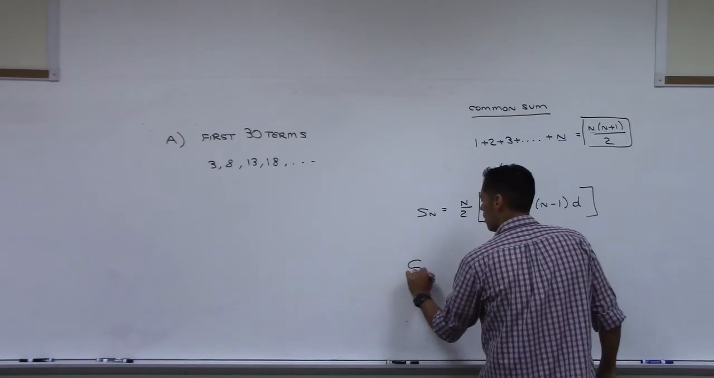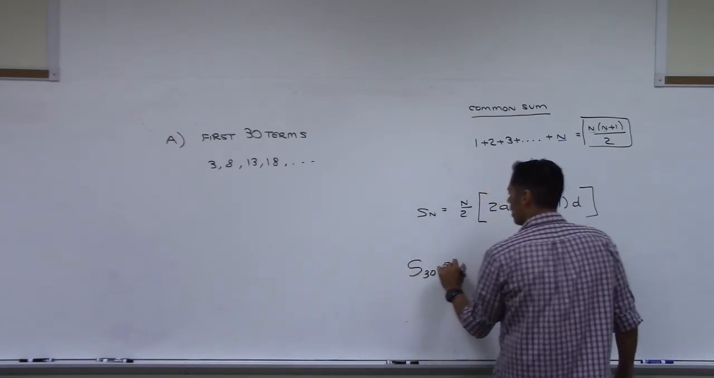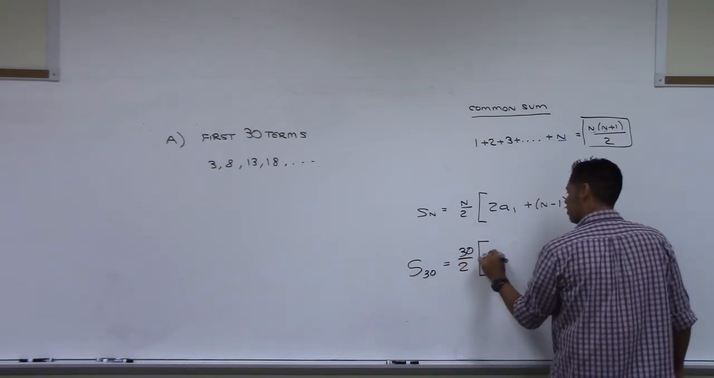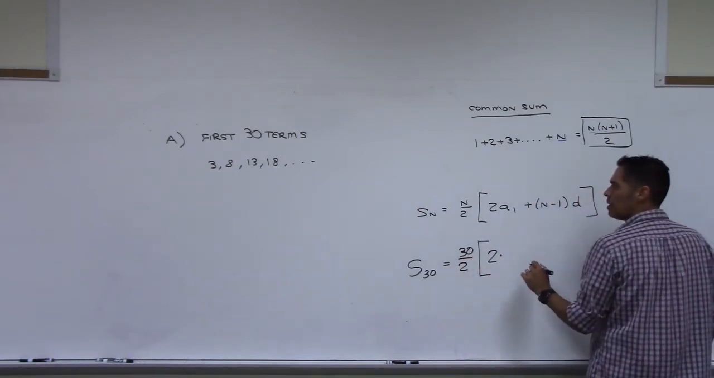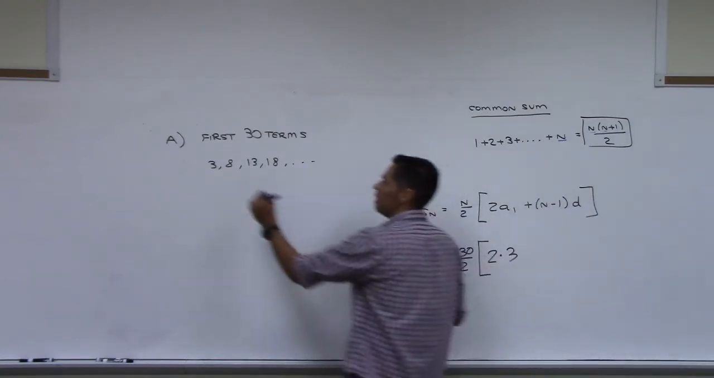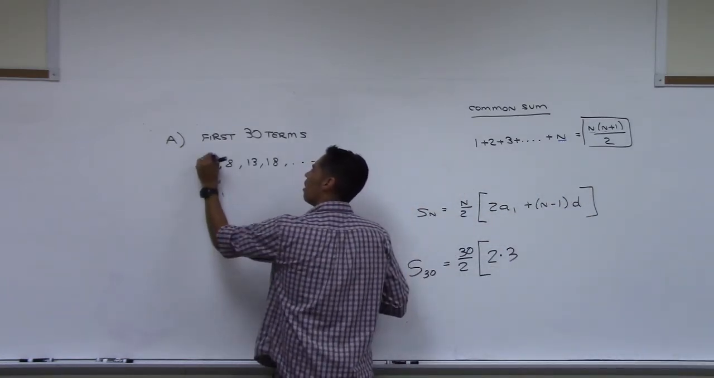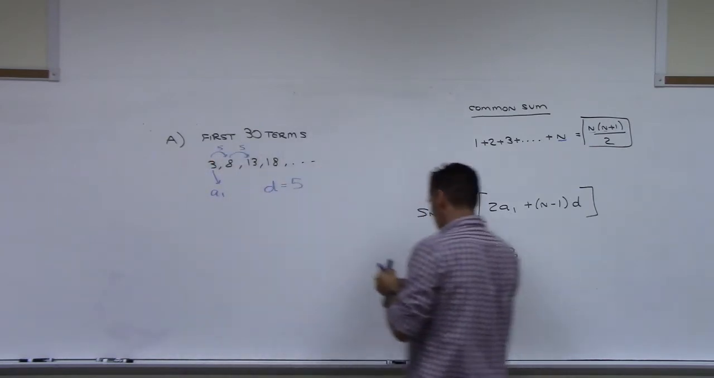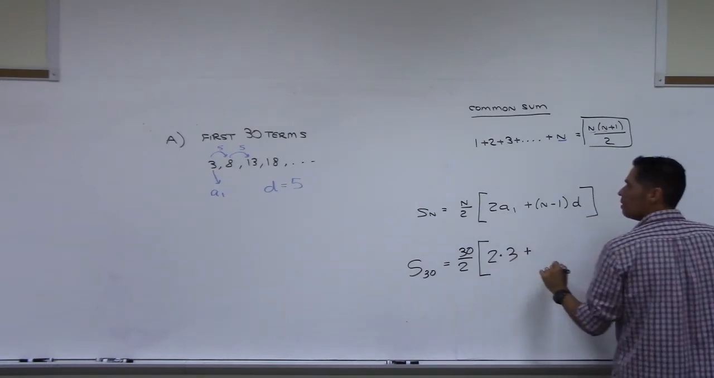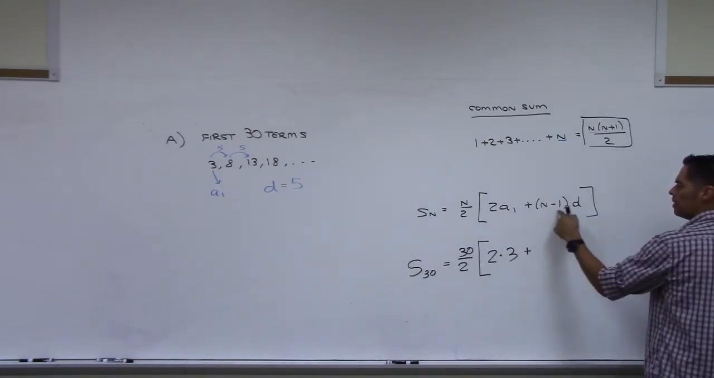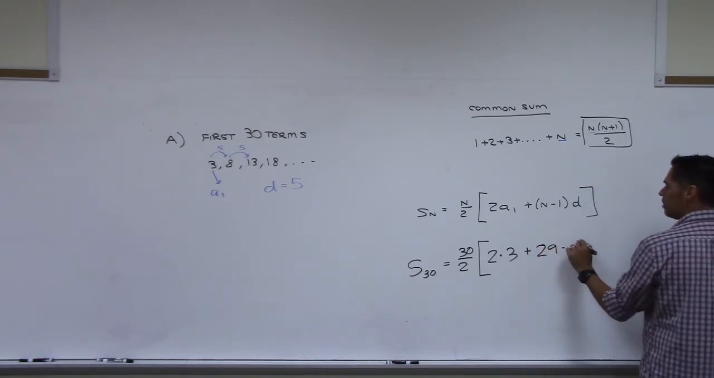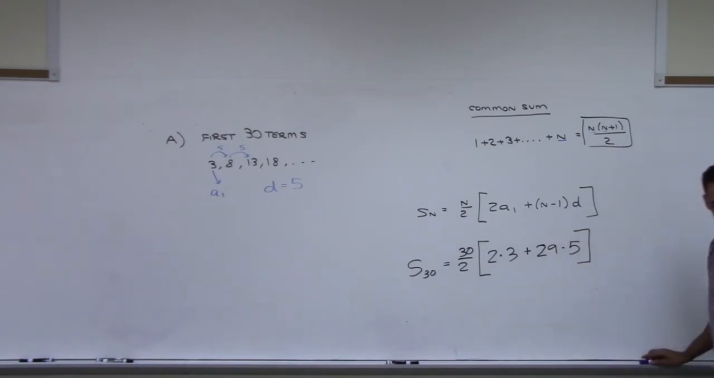The sum of the first 30 is going to be 30 over 2 times 2 times a sub 1. A sub 1 is 3. Maybe I should identify that. That's a sub 1. Our common difference is 5, so d is 5. And then what's this number going to be here? 29. And then times our common difference, which is 5. So that's just some arithmetic now, right?